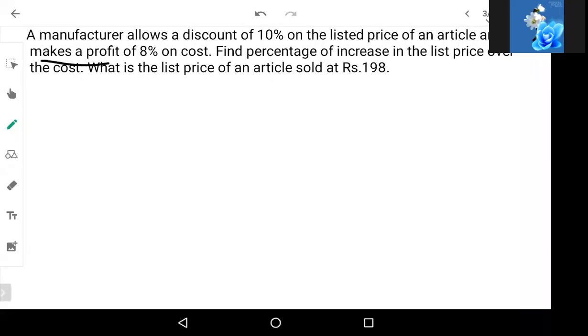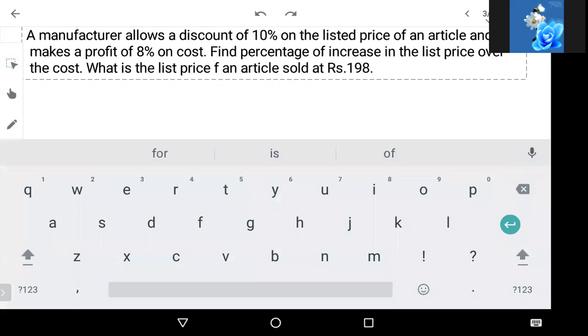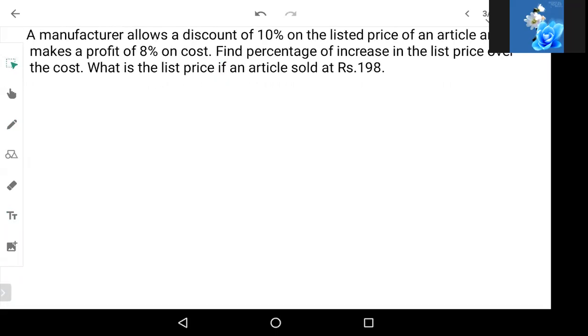A manufacturer allows a discount of 10% on the listed price of an article and still makes a profit of 8% on cost. Find the percentage of increase in the list price over the cost. What is the list price if an article is sold at 198 rupees? So we have to read the question once again before we proceed.